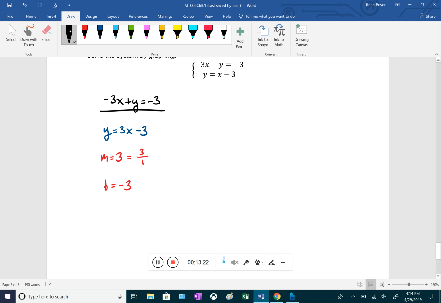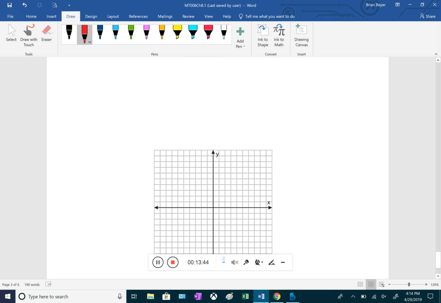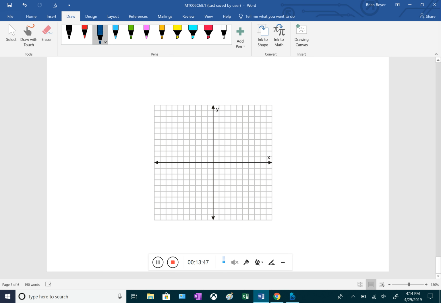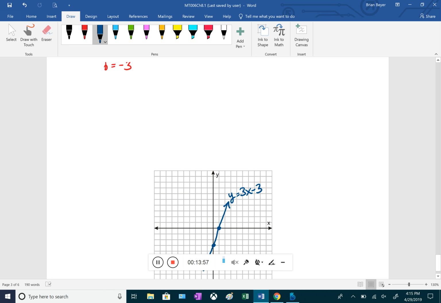And for the other one over here, y equals x minus 3, that one's already in slope-intercept form. The slope is 1, which means 1 over 1. The y-intercept is -3. So graphing the first one, y equals 3x minus 3. So y-intercept of -3, slope of 3, that's up 3 to the right 1. So there is the line for y equals 3x minus 3.